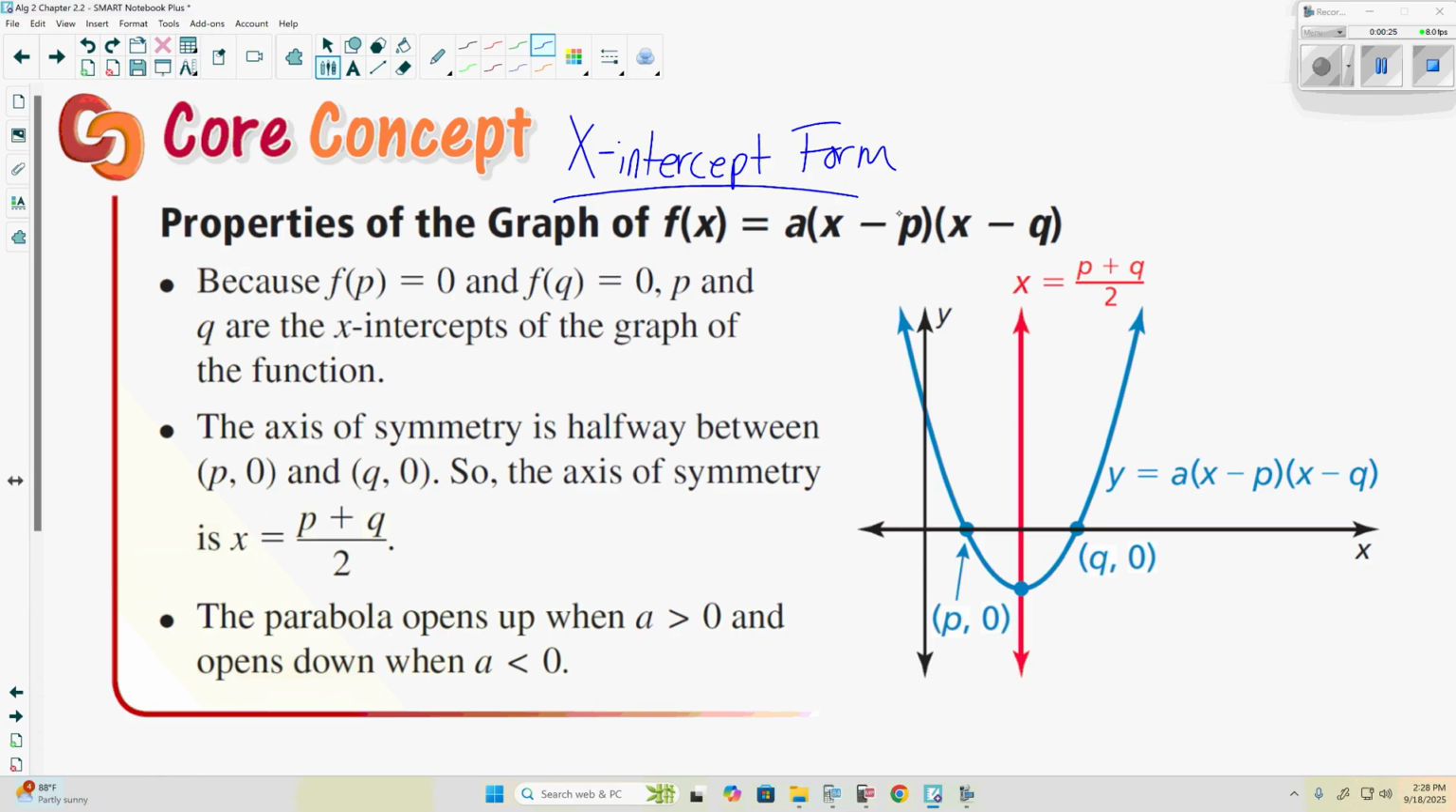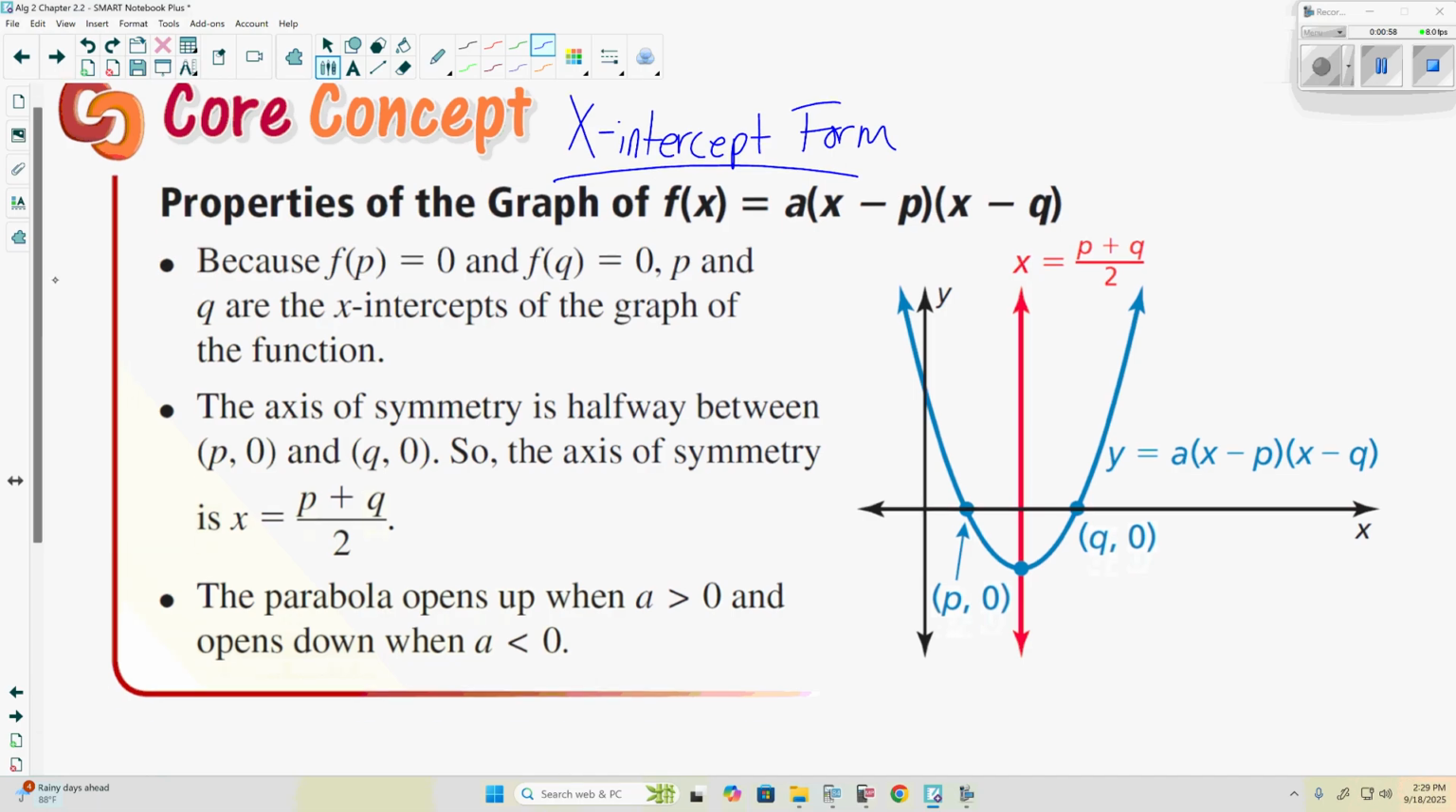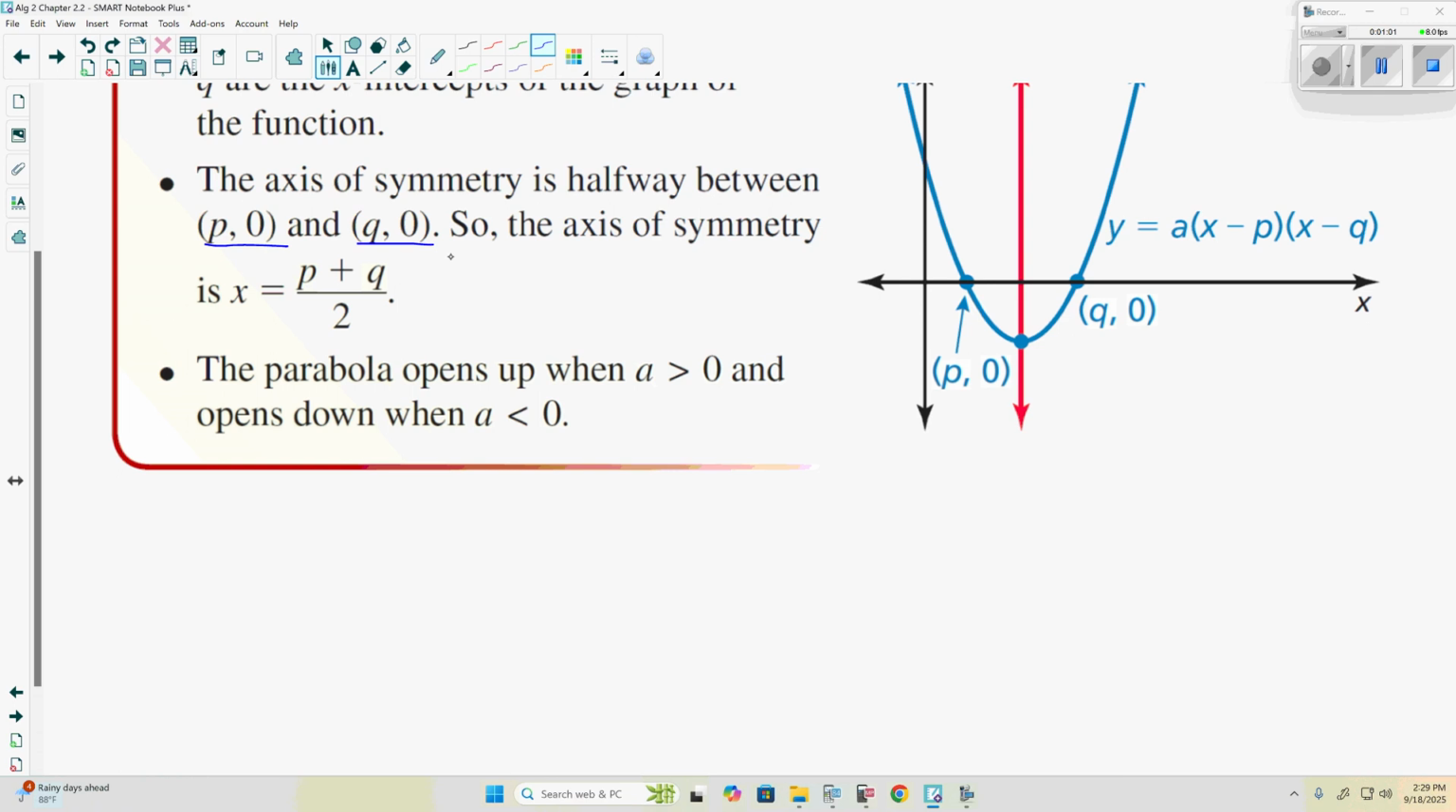Now, this version of a parabola is called x-intercept form because the values of p and q are the values of x that will make the function be 0. It's the values of x where it will cross the x-axis. One more page. There we go. I skipped over that part. So we call it x-intercept form because the p and q values are the values of x where it'll cross the x-axis, and it'll give us the points p comma 0 and q comma 0.